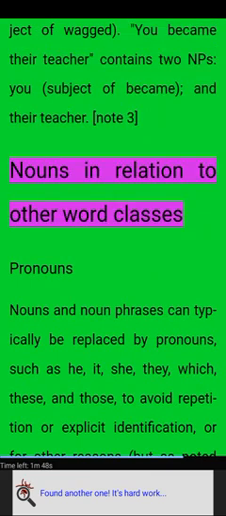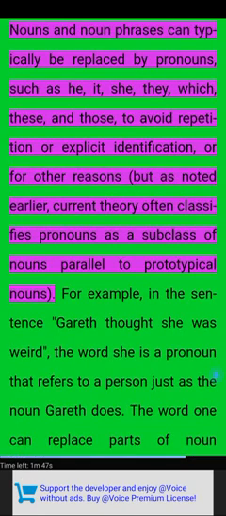Note 3. Nouns in relation to other word classes. Pronouns. Nouns and noun phrases can typically be replaced by pronouns, such as he, it, she, they, which, these, and those, to avoid repetition or explicit identification, or for other reasons. But as noted earlier, current theory often classifies pronouns as a subclass of nouns parallel to prototypical nouns.